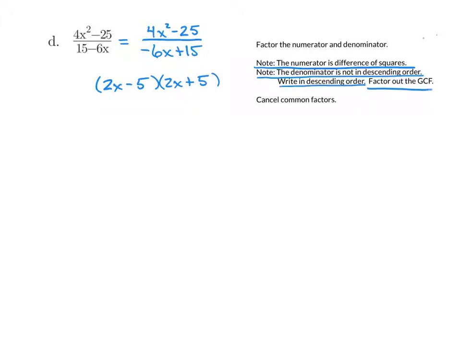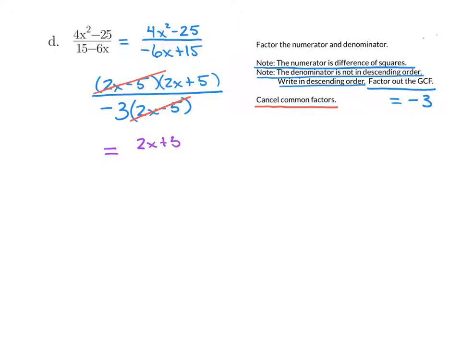We have different signs. In the denominator, we can factor out a greatest common factor of 3. I'm also going to factor out the negative so that we can get a common factor again. If we factor out a negative 3, we want to change the signs of the terms inside the parentheses. We get 2x minus 5. And now we can cancel 2x minus 5 from the top and the bottom. What we are left with is 2x plus 5 over negative 3. And that's it.